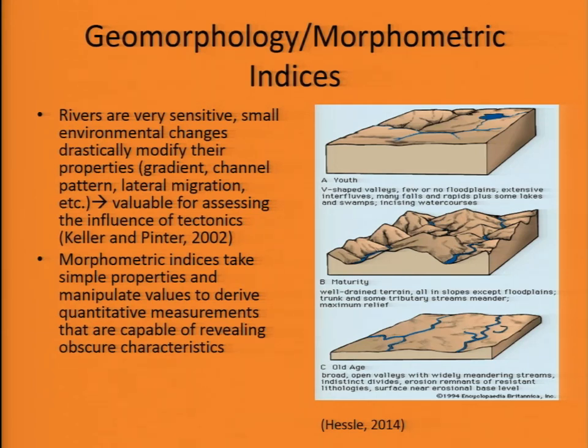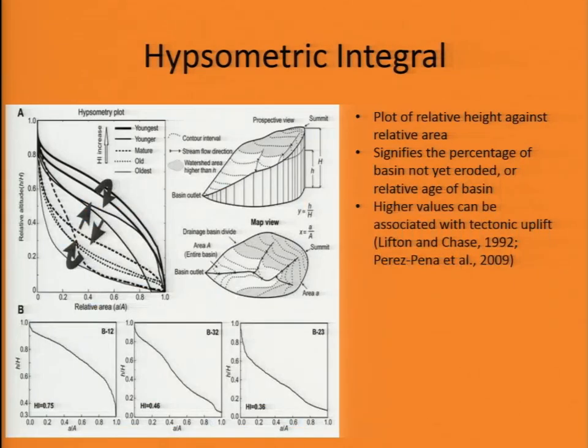So streams are very good for registering any subsurface movement that makes its way up through the crust and somehow influences the topography. And morphometric indices, all the indices that I use for my study, are simply derived from a DEM. That's simply elevation. And through different methods, you can manipulate the simple values of elevation to derive some pretty complex measurements that can be used to reveal some obscure characteristics of the landscape that you can't necessarily see with the naked eye.